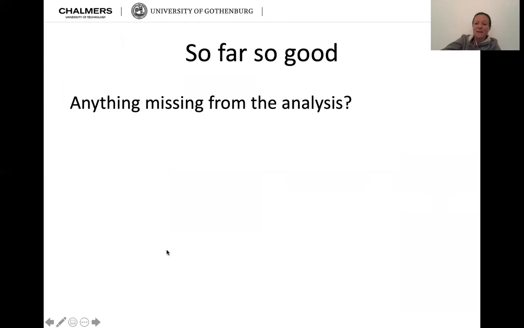Is there anything missing from the analysis? What came up that we haven't really put into this model yet? What do we not know about? That's always the most difficult question. Like, what do we not know about? How am I going to get the answer to that?